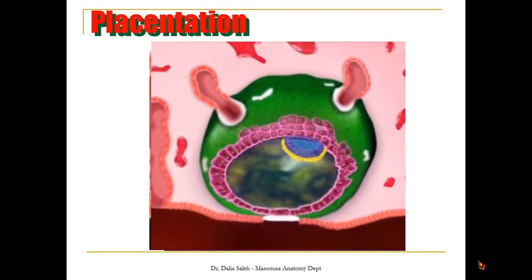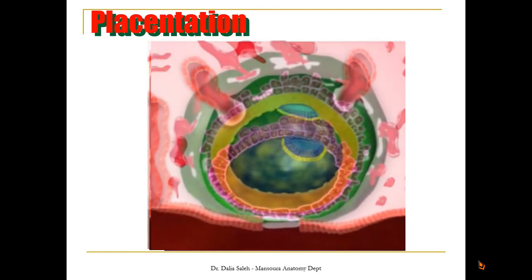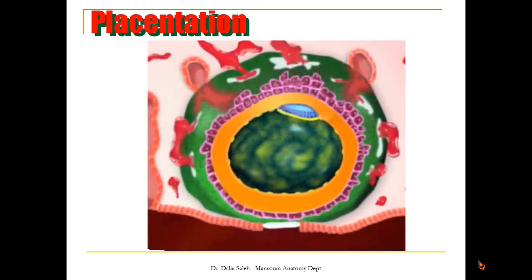Then lacunae or cavities will appear between the cells of the syncytial trophoblast. These lacunae will be filled with maternal blood from the eroded endometrial capillaries and also from secretions from the endometrial glands. And this will provide nutrition for the developing embryo at this early stage.